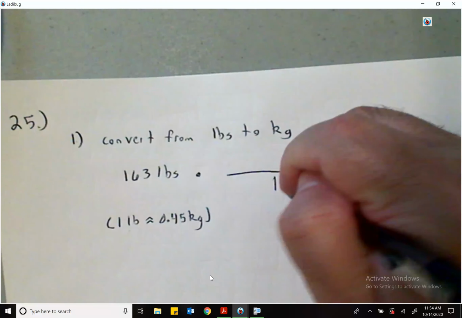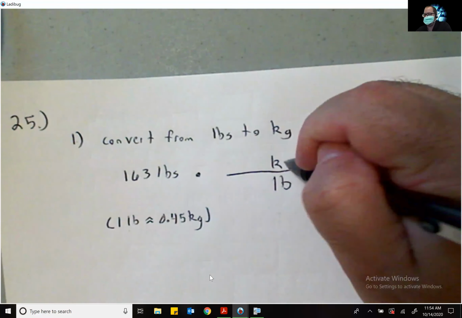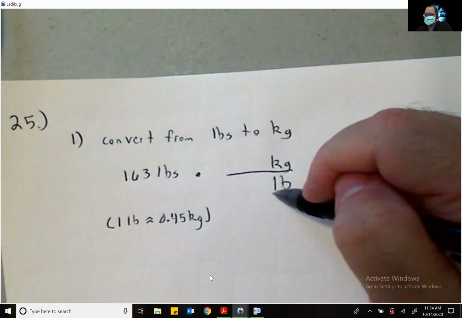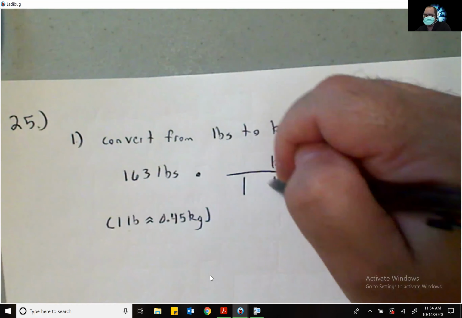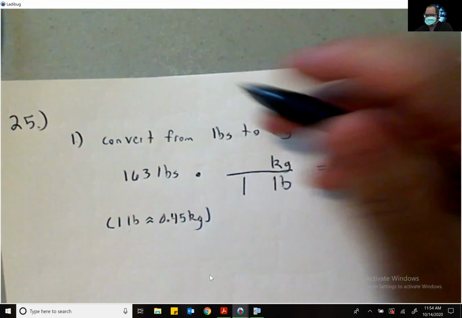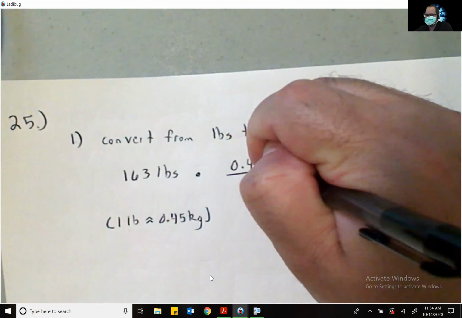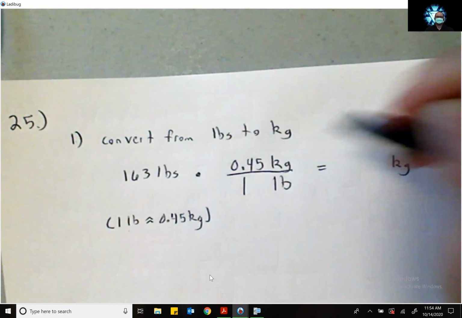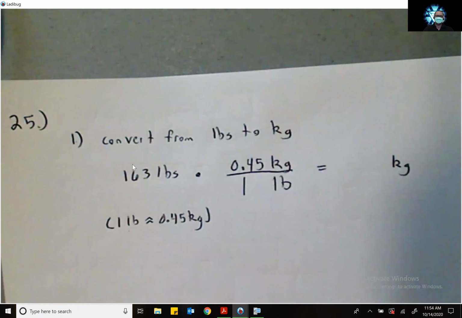Okay. That means kilogram goes on top, and now you know what the fraction looks like. 1 is on the bottom with pounds, and 0.45 is in the numerator with the kilograms. So in the end, you're really just taking 163 times 0.45.